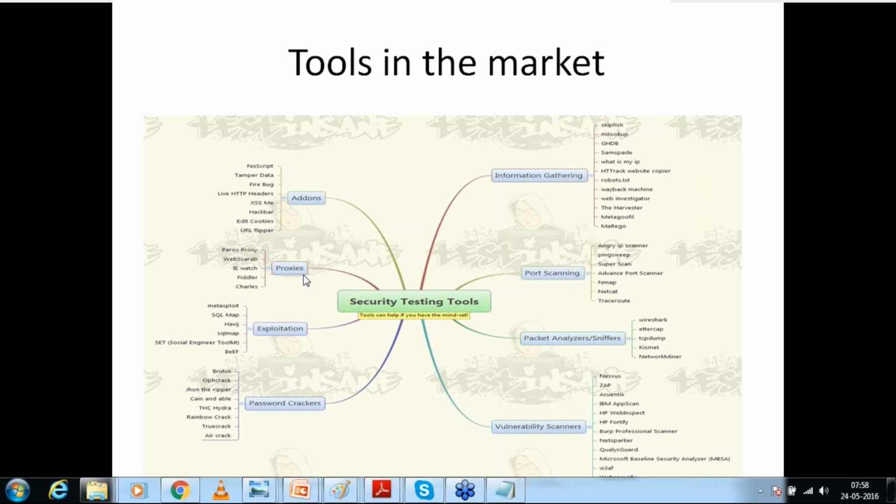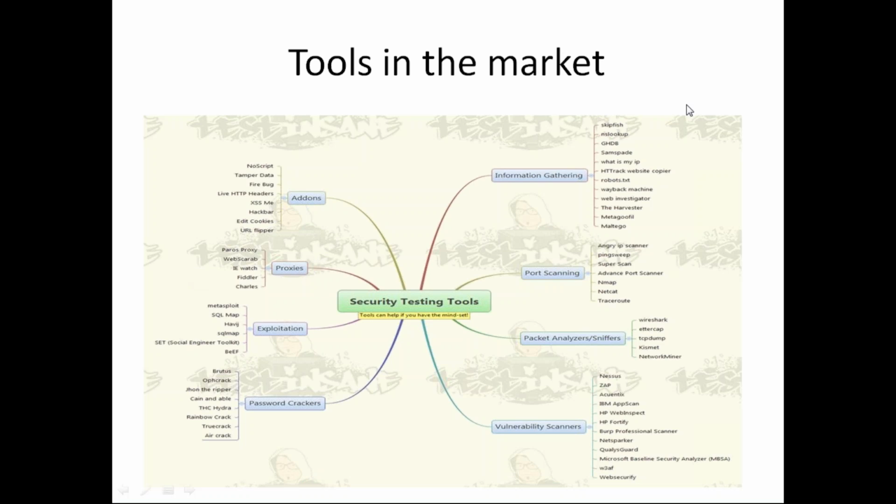Where is the OS scanning? OS level scanning will happen. It's a part of all these: it's part of exploitation, part of passwords, part of information gathering. It's just a combination of all this. This particular slide is classified based on the high level types.